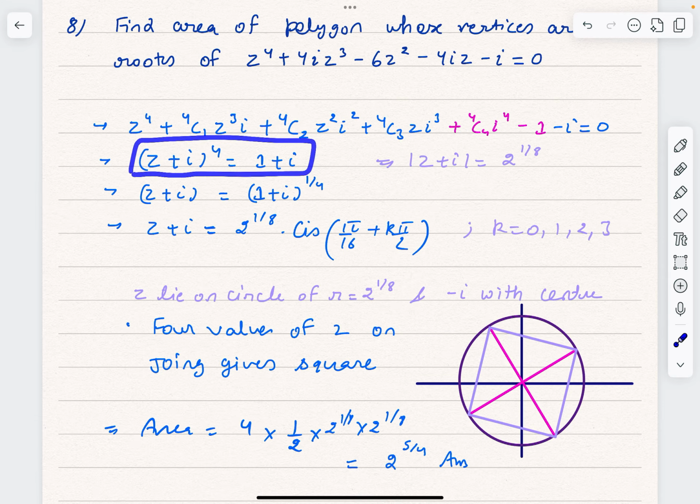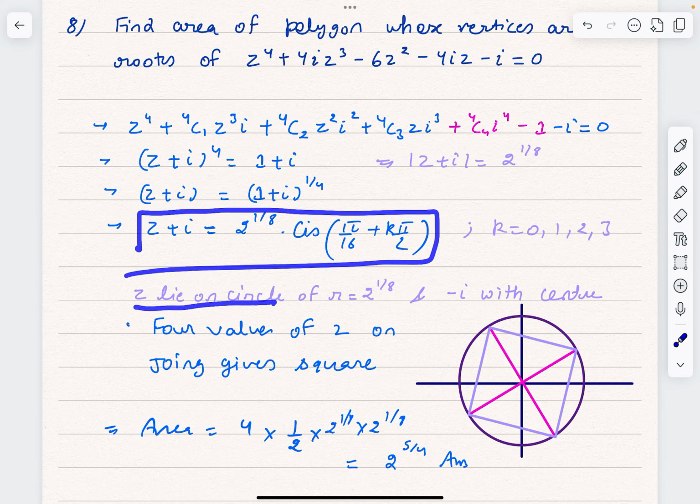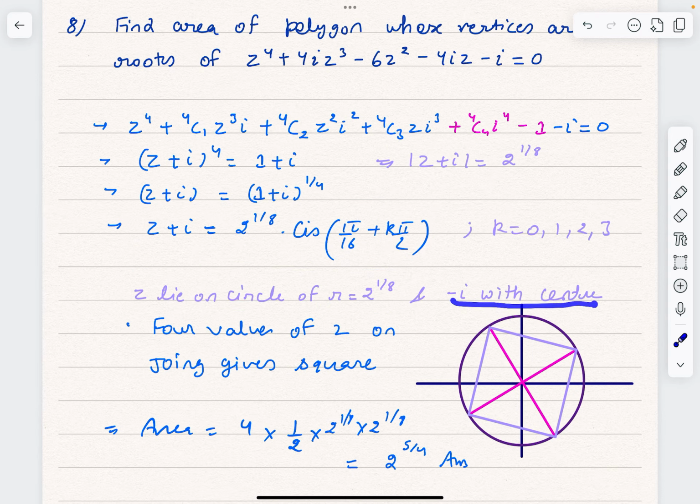One thing you can say from here, if I take mod both sides, you will get mod of z plus iota will be 2 power 1 by 8. And then z plus iota we can say is (1 plus iota) power 1 by 4. So z plus iota, if you use De Moivre's theorem, will come out to be 2 power 1 by 8 cis(pi by 16 plus k pi by 2), where k is 0, 1, 2, 3. From here, you will see that z will lie on a circle with center as minus iota and radius as 2 power 1 by 8.